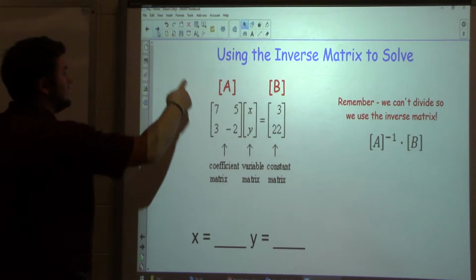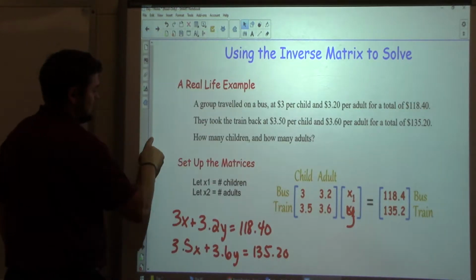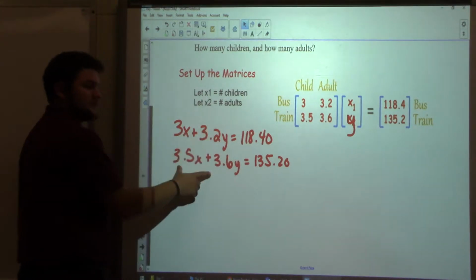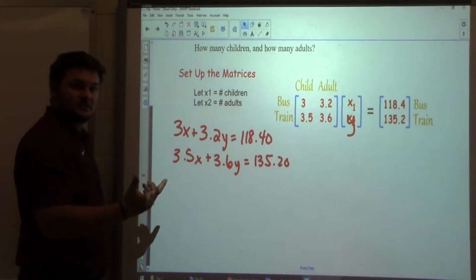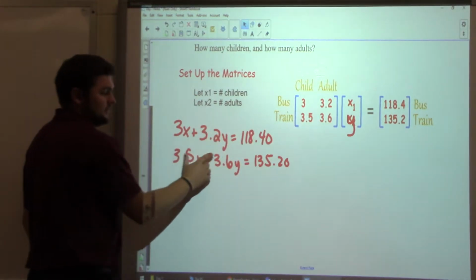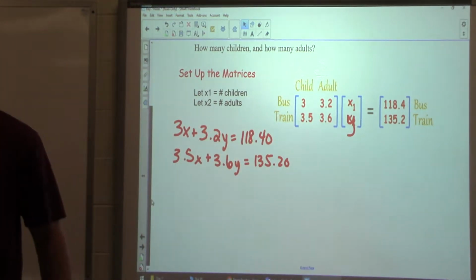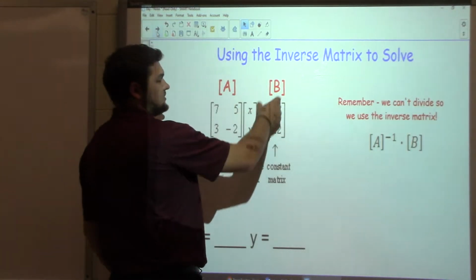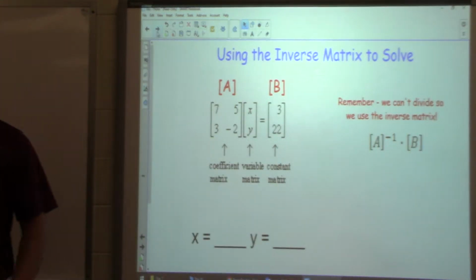So if you look back here, what do you notice about our coefficient matrix and our coefficients? They're the same, right? So the coefficient matrix is just the numbers that would be in front of the variables if I had written it out into a system. Alright, so it's called the coefficient matrix, variable matrix, and the constant matrix is just what they would equal.